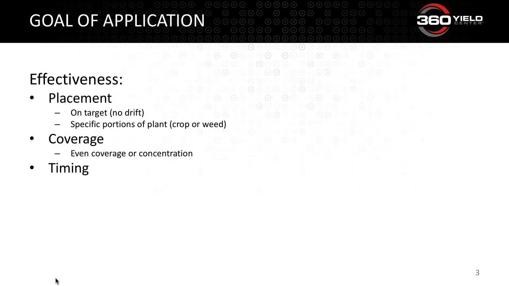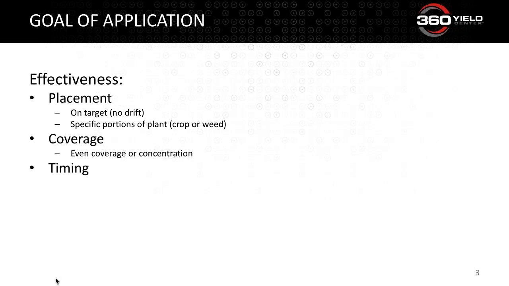And it's really to have an effective application, meaning we want the product that we're out there to put on to work really well. We want to make the most of it. And how are we going to do that? We're going to really do it through three different parameters. The first is placement. The first thing I think of when we talk about placement is getting it on target, getting it where I want that product.